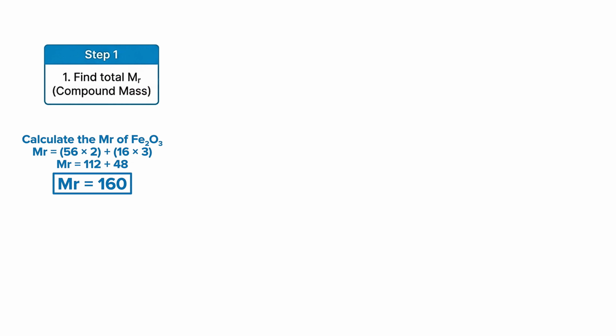Let's dive into step 1, which is finding the total mass of the compound, also known as the relative molecular mass or Mr. Looking at the formula of Fe₂O₃, we have 2 atoms of iron and 3 atoms of oxygen. So we multiply the mass of iron, 56, by 2, then we multiply the mass of oxygen, 16, by 3. This gives us 112 plus 48. When we add those together, we find that the total mass of our compound is 160.